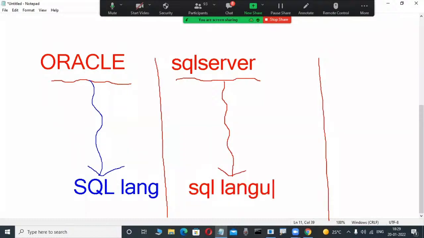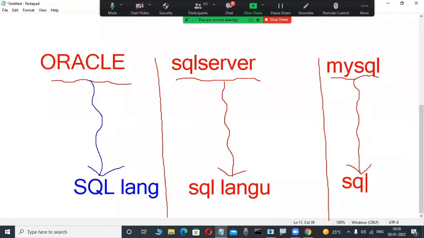Again, MySQL is used by many people in my company. MySQL is also a relational database product, and it is open source. Some employees work on the MySQL product, and to operate the MySQL database they are also using SQL as a language. So SQL is a universal language.